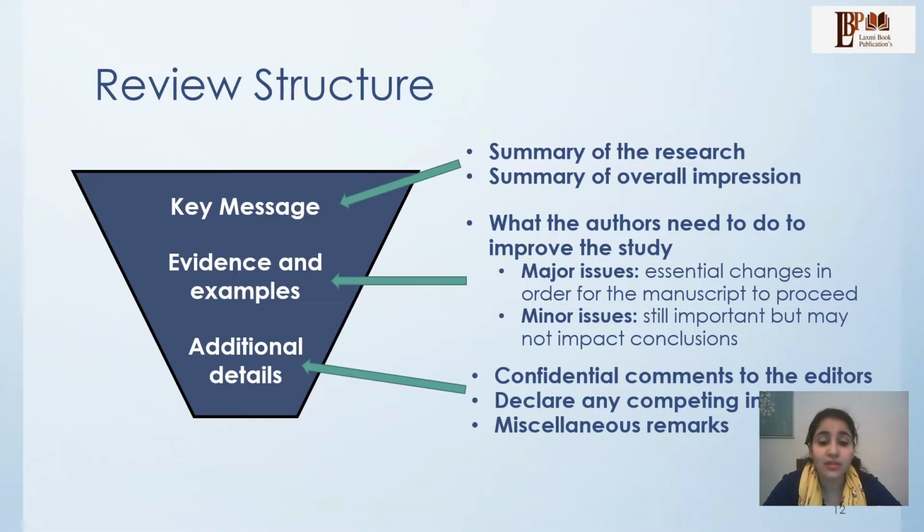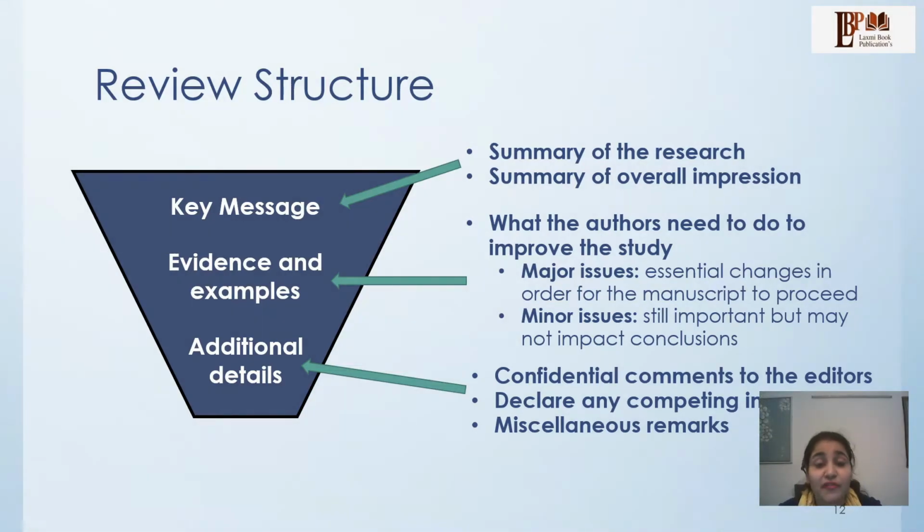So focus on what is fundamental for the current study. It is not appropriate to recommend additional work which will be a next step in the research. So don't recommend that. First focus on the fundamentals of your current study. Okay? So the review structure is clear. The diagram, I hope, makes it clearer and better for you to understand.